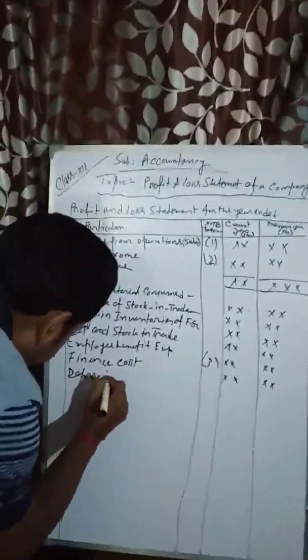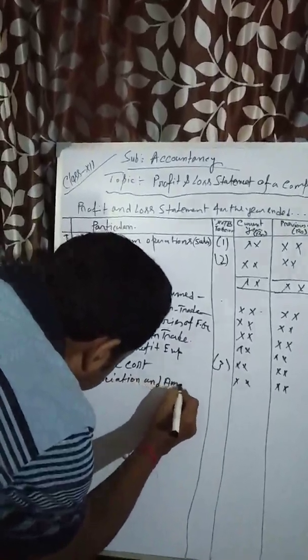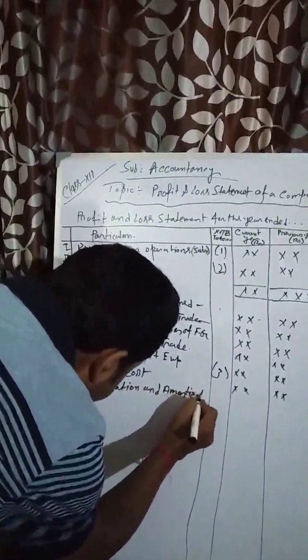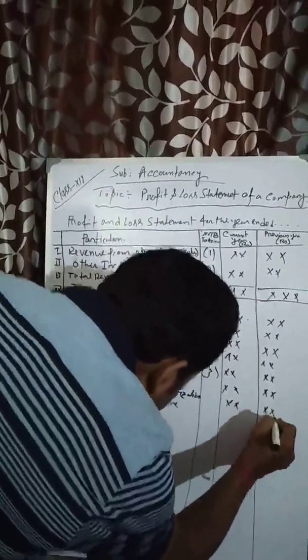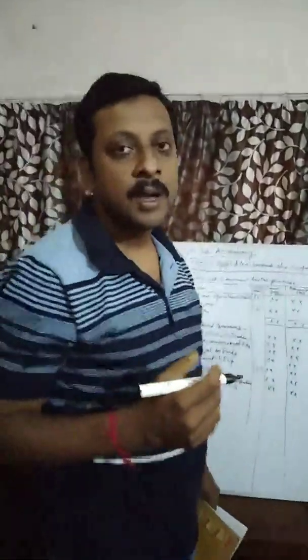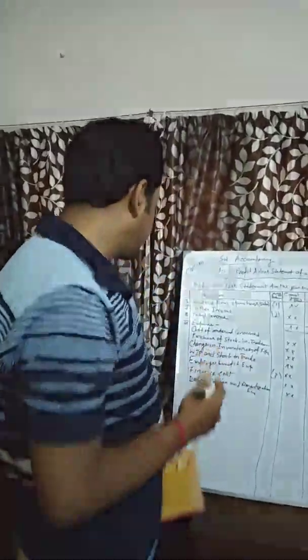Next is depreciation and amortization expenses. You know what depreciation is? Depreciation is charged for fixed assets, and amortization is for intangible assets. Depreciation is made for fixed assets and amortization expenses are made for intangible assets such as goodwill, patent, copyright, etc.